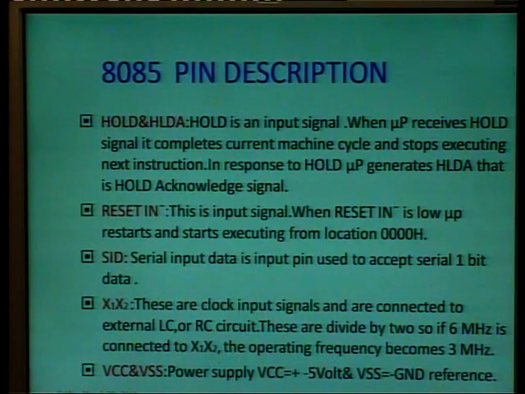X1, X2, they are the clock input signals and are connected to an external LC or RC circuit. These are divided by 2. So, if 6 megahertz is connected to X1, X2, the operating frequency will become 3 megahertz. So, all the operations of the microprocessor with the memory and I/O devices will be operated with the help of the clock frequency of 3 megahertz, which decides the speed of the operations. VCC and VSS are for the power supply.